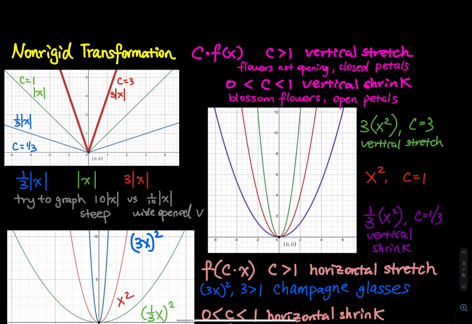You can change the green one to 5 times x squared and then change the purple one to 1/15 x squared. There should be a very clear contrast between these two functions. Just do that on decimals. Okay, that's the vertical stretch and shrink.